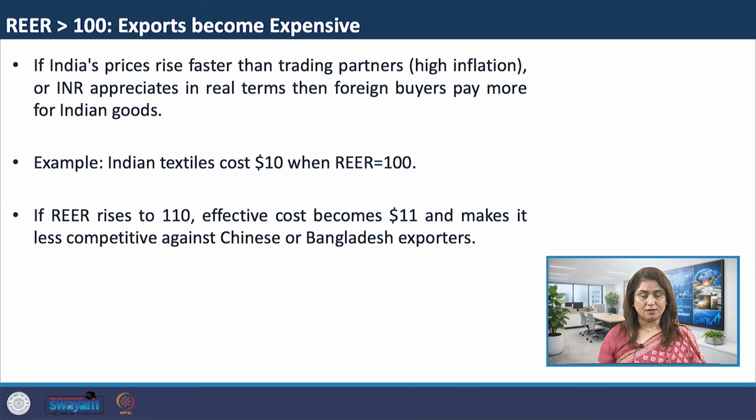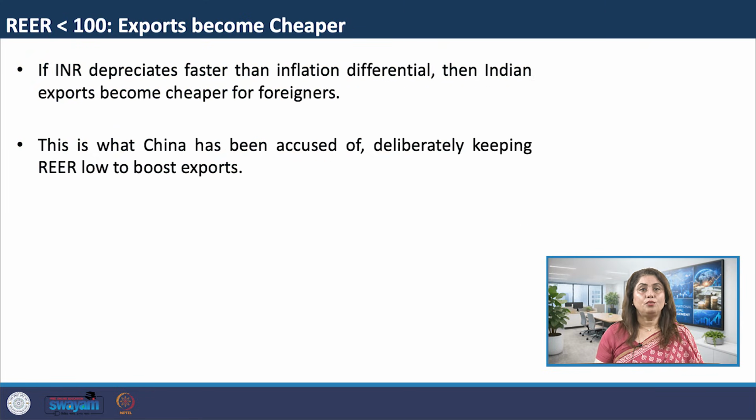more for Indian goods. For example, Indian textiles cost $10 when REER is at 100. If REER rises to 110, the effective cost for the foreign buyers becomes $11. Indian textiles become less competitive compared to Chinese or Bangladeshi exporters. When REER is less than 100, exports become cheaper. If the Indian currency depreciates faster than the inflation differential, Indian exports become cheaper for foreigners.